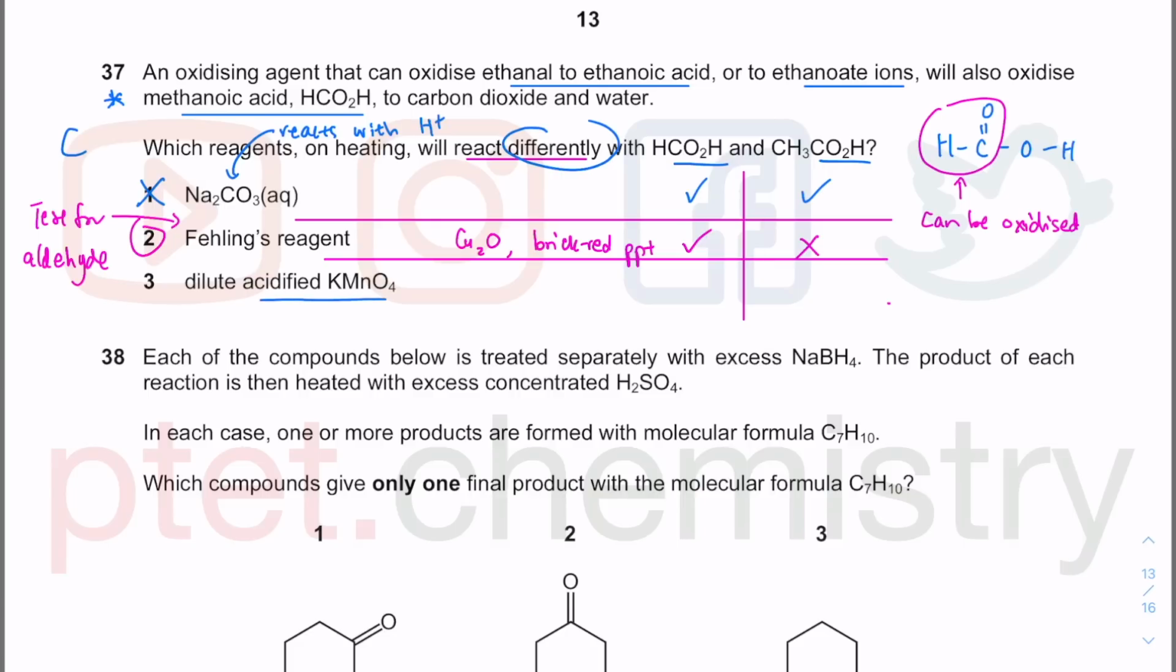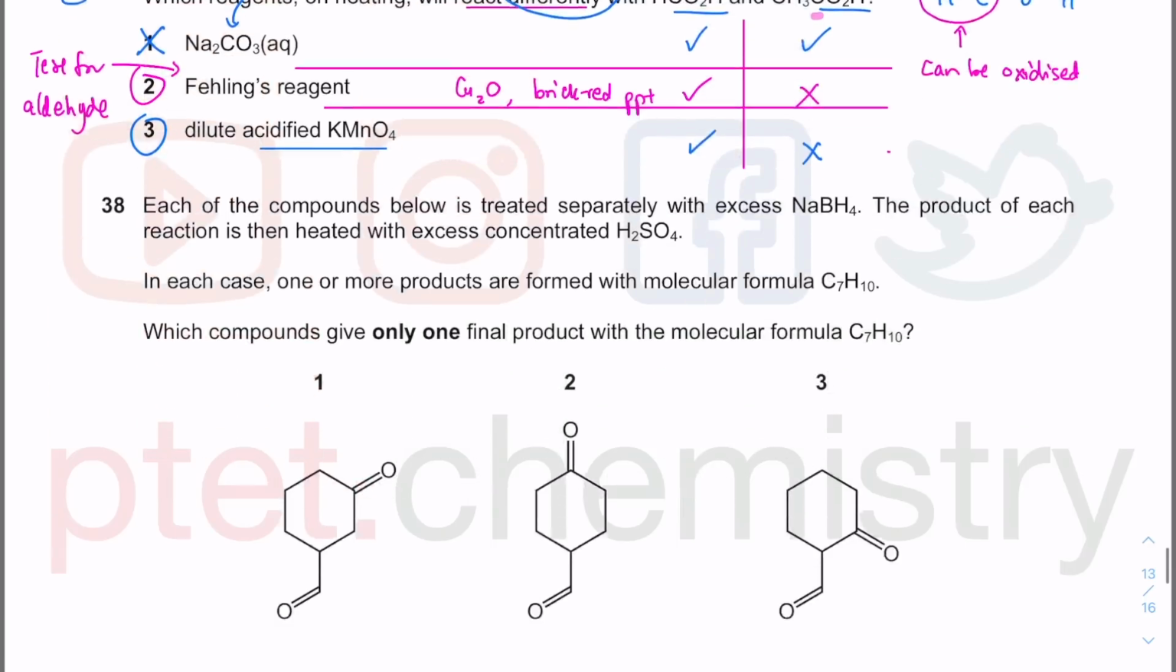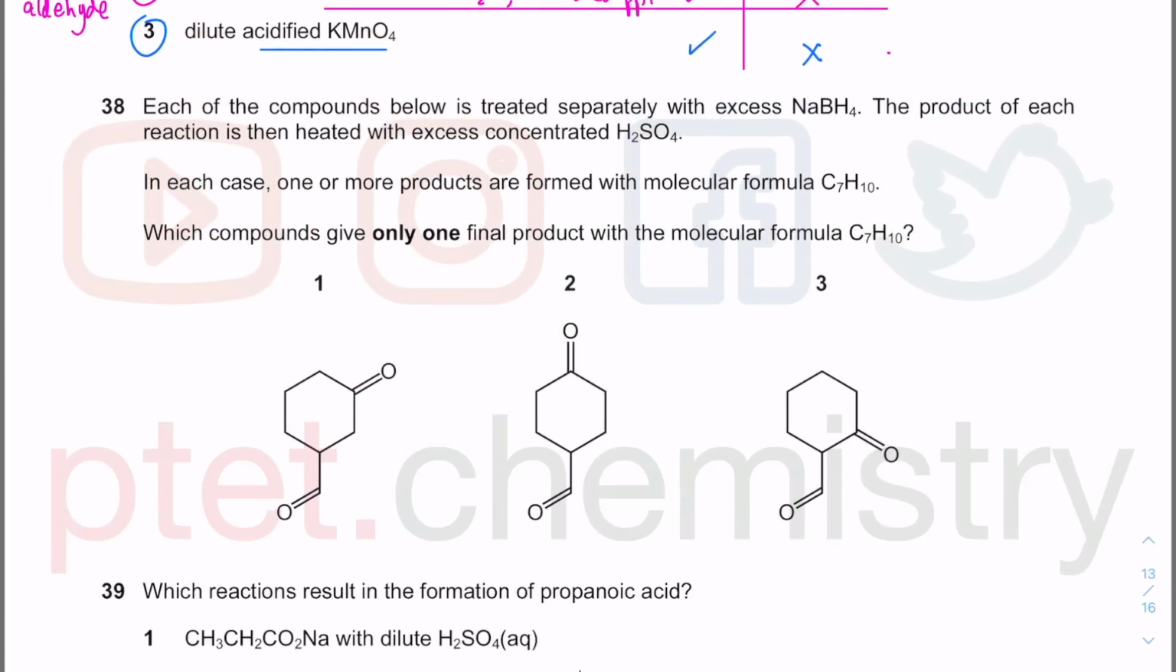If you look at dilute acidified KMnO4, you cannot oxidize the ethanoic acid anymore because the carbonyl carbon there doesn't have any hydrogen left, but for the methanoic acid, there's still one hydrogen there, which means you can oxidize that, just like you can oxidize using Tollens or Fehling's for the methanoic acid. So 2 and 3 give you option C there. Question 38, each of these compounds you treat with excess NaBH4. This is a reducing agent.